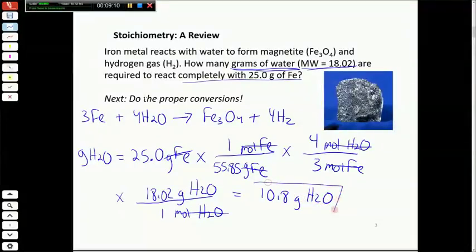All right? So if we're using 25 grams of iron, 10.8 grams of water is the exact right amount of water we need to do this reaction completely to form Fe3O4 and hydrogen as the 2 products. All right, so any questions on that fairly typical one yet?